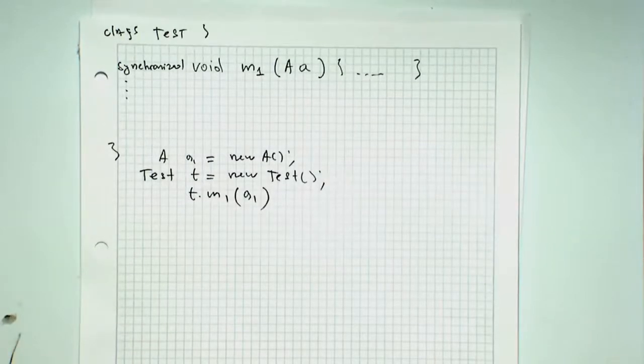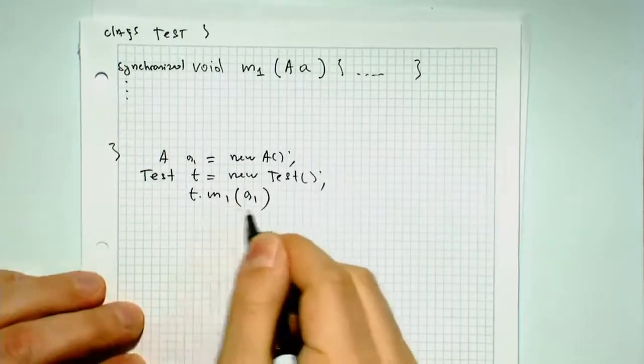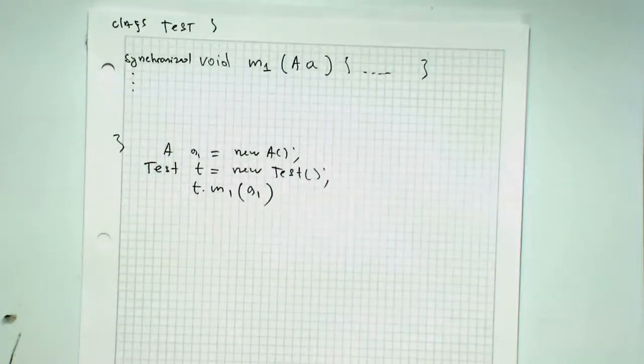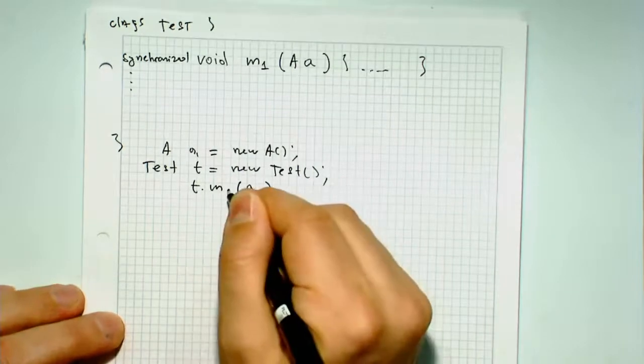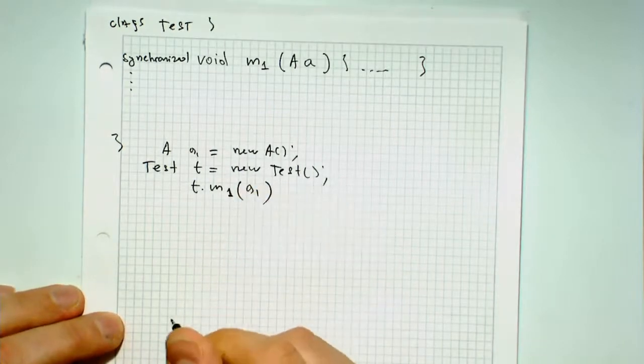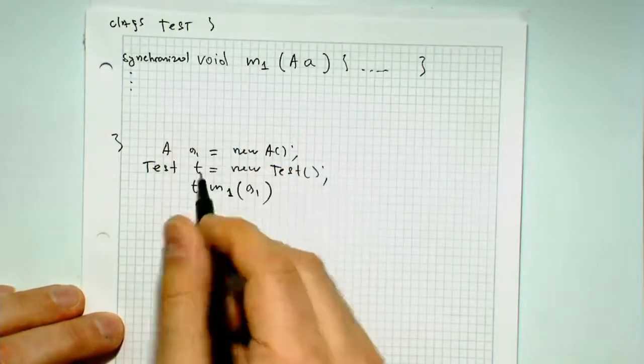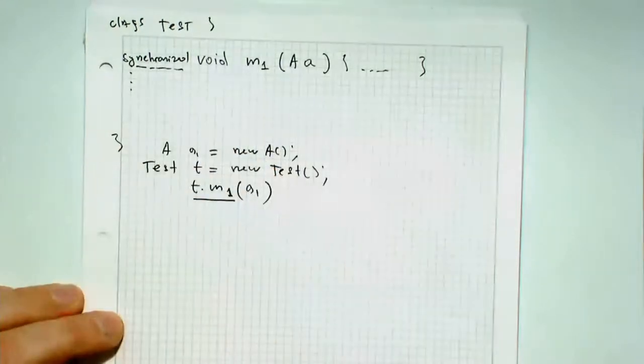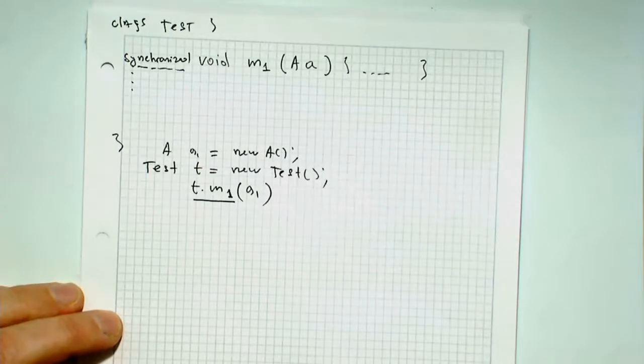So let's say we have this situation, and this TM1 is the main thread. I'm just running the main thread. So what is this thread going to lock? When I'm invoking this method here, the synchronized has to be taken into account. So what's going to happen here?